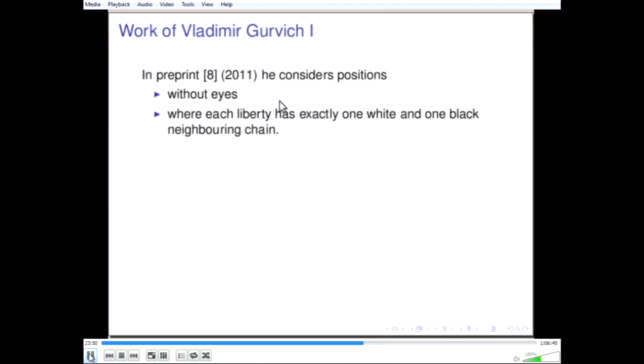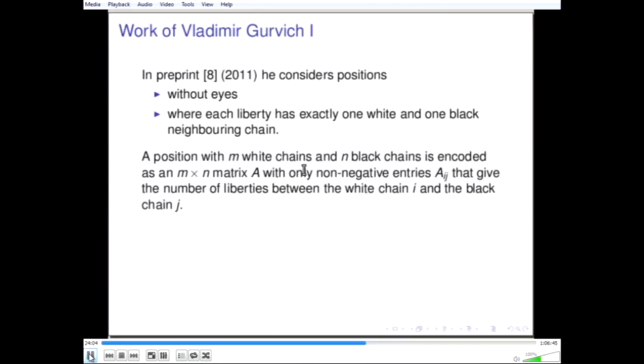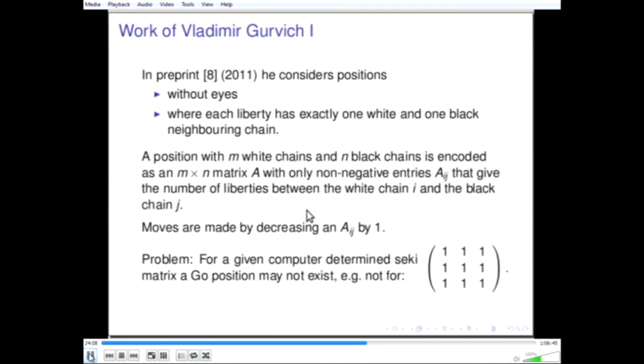One should mention the work of Vladimir Gurwitch, who considers special Seki without eyes, where each liberty has exactly one white and one black neighboring chain. So his positions are encoded by matrices. For example, this matrix here, where each row represents one black chain, so three black chains here, and each column represents a white chain, so three white chains here.